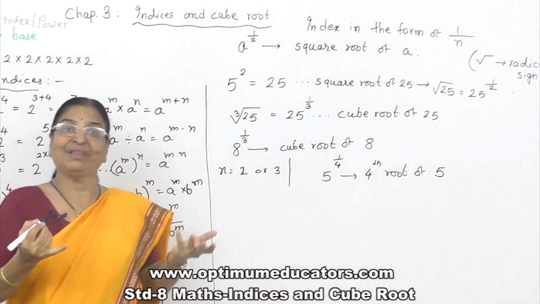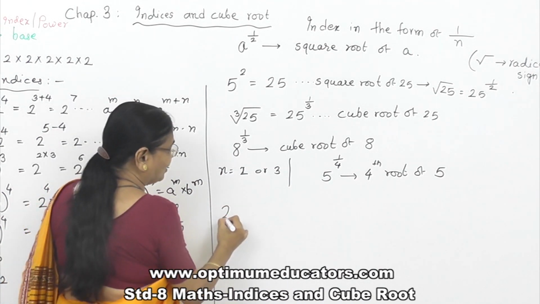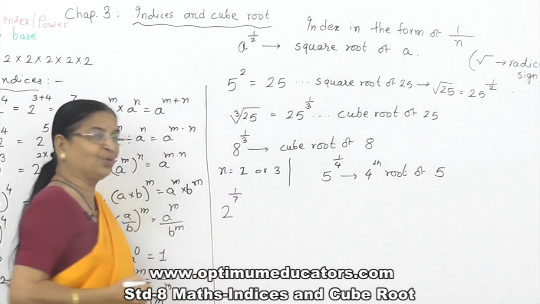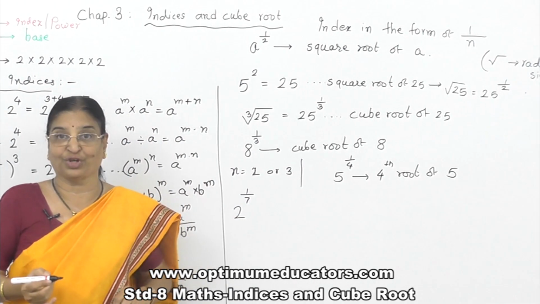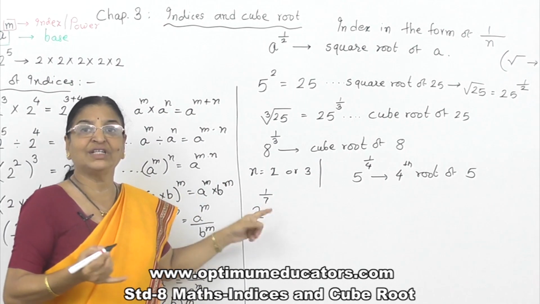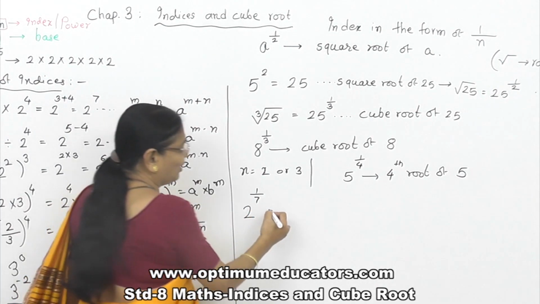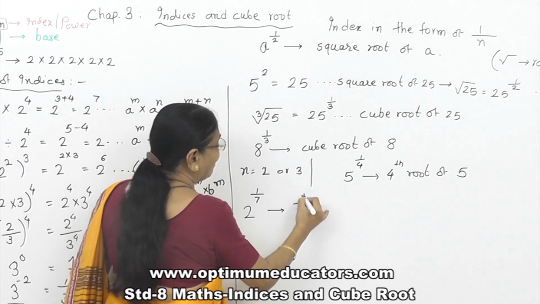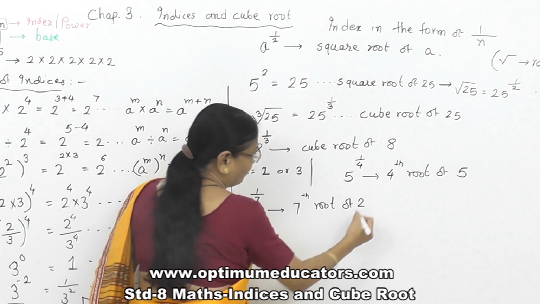Can you name now which root is given? Suppose I have given 2 raised to 1 upon 7. Then this is the 7th root of. Only find out which is the number and give it an ordinal form. Then you will write it as the 7th root of 2.